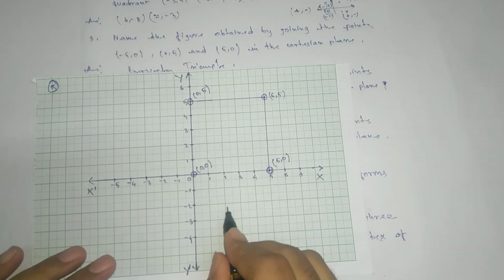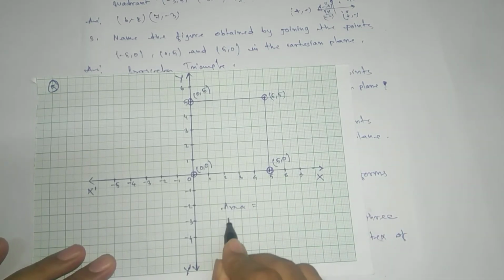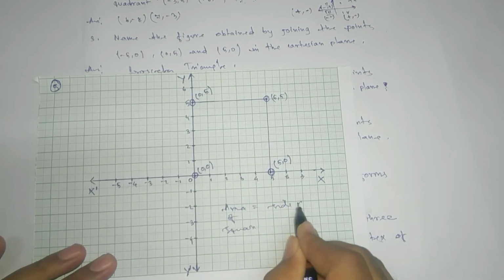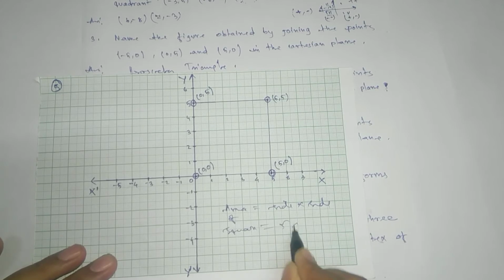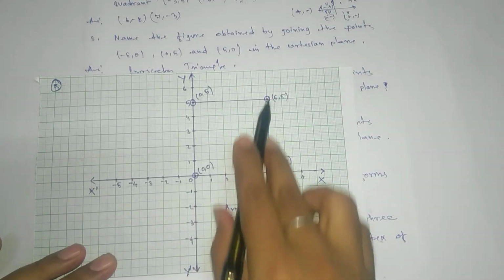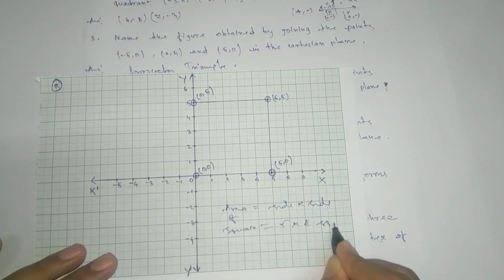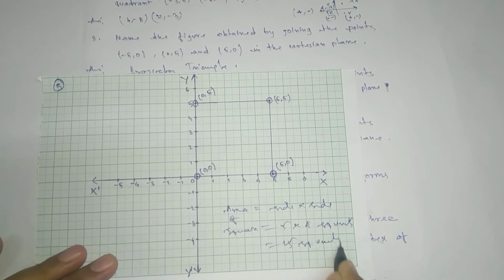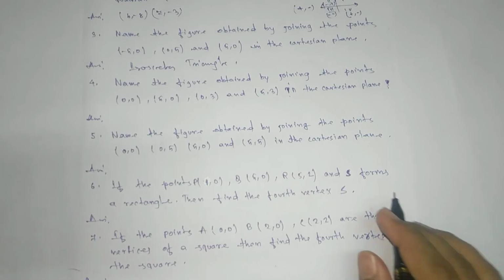And to find the area of a square, how are we going to find it? We have a formula, that is side into side. So we'll mention here side into side, that means 5 into 5, you can see that 5 unit, 5 unit. So 5 into 5 square units, that is 25 square units. Okay, next, that is the sixth one.